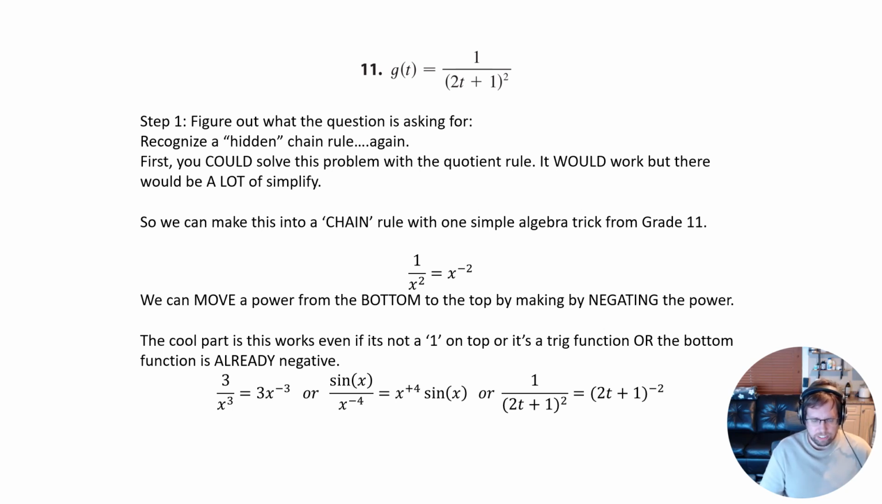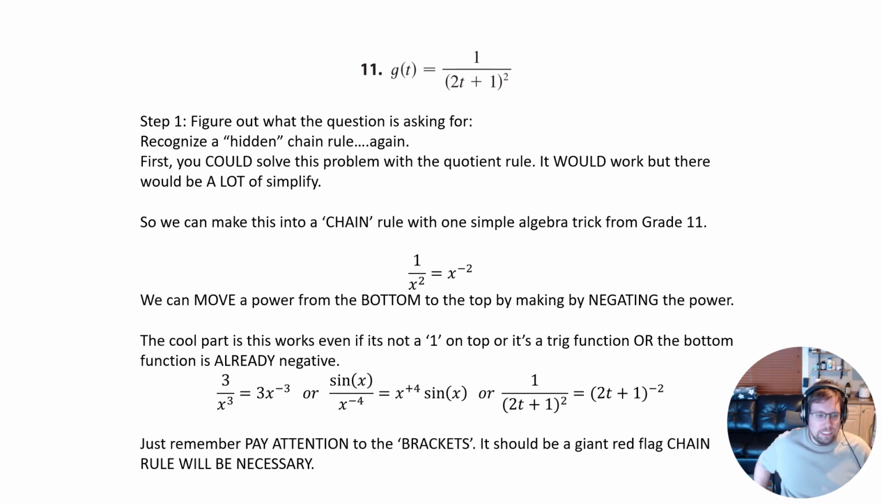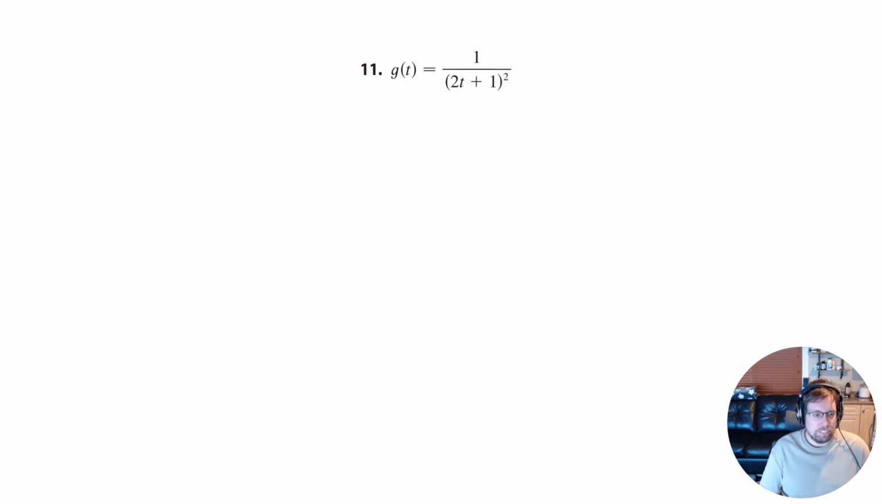And so in our question, we have 1 over (2t plus 1) all squared. So we can move that to the top by just making that (2t plus 1) all squared into (2t plus 1) all raised to the power of negative 2. And that's the trick. And so now, if we just pay careful attention to the brackets, inside the brackets there's a t, which should be a giant red flag. The chain rule is going to be necessary. Anytime you see those brackets and you see it raised to a power, that's a sign you're going to have to use the chain rule.